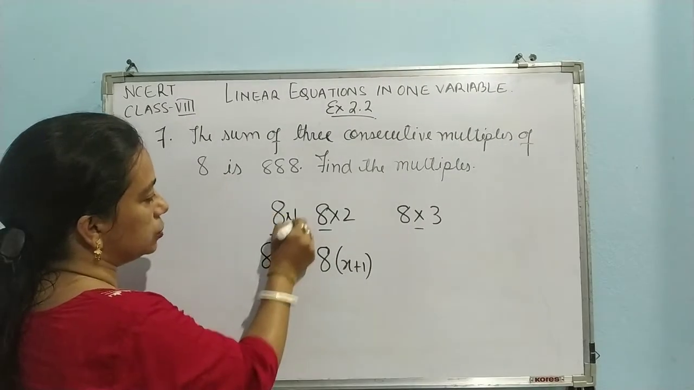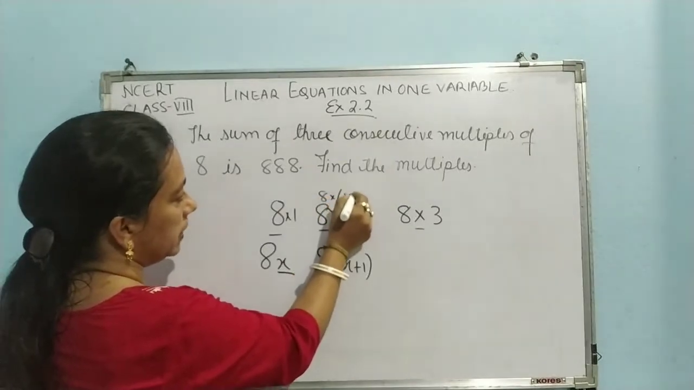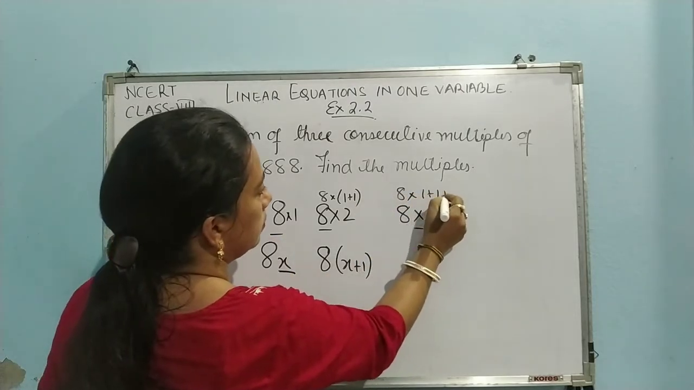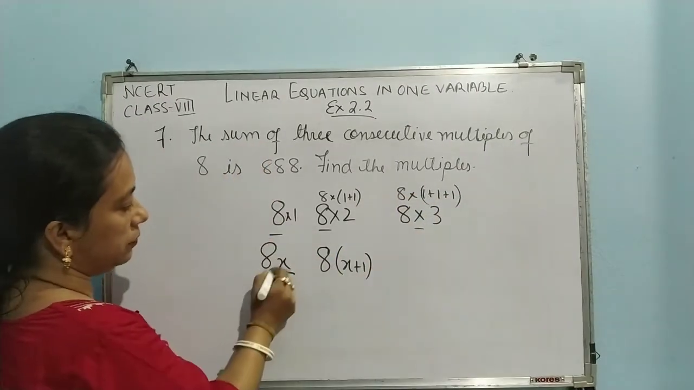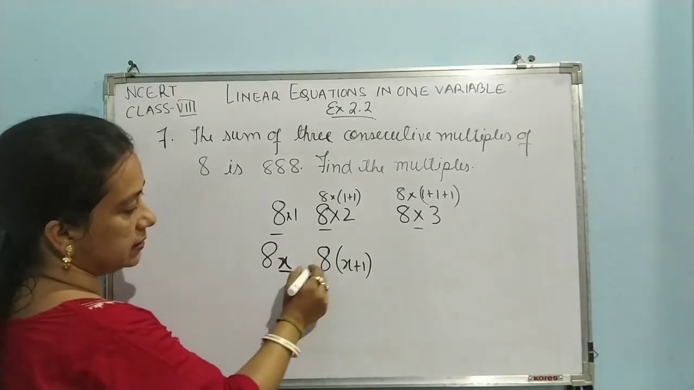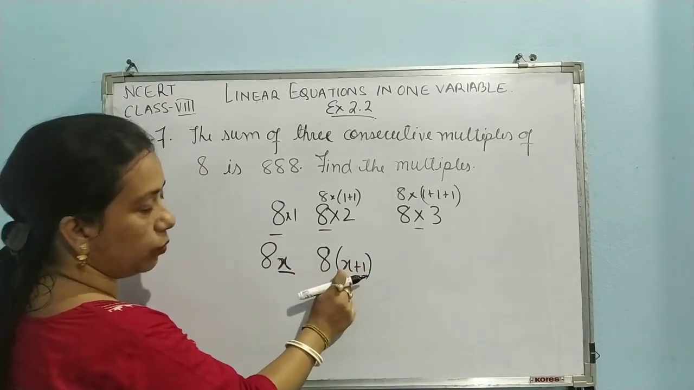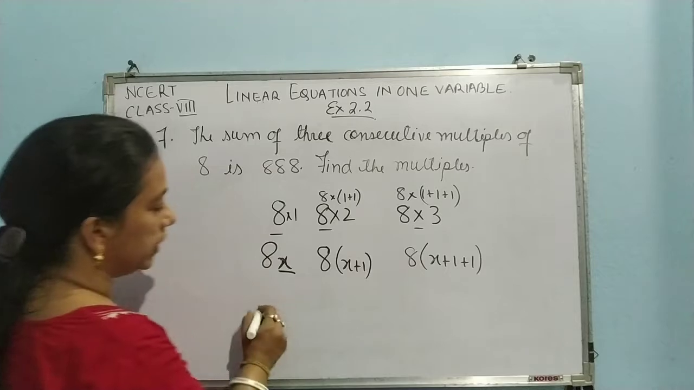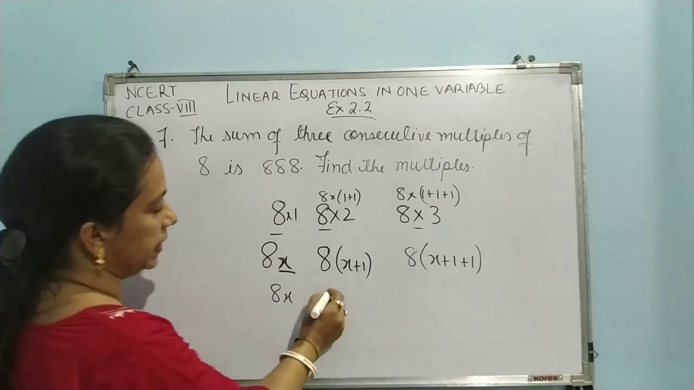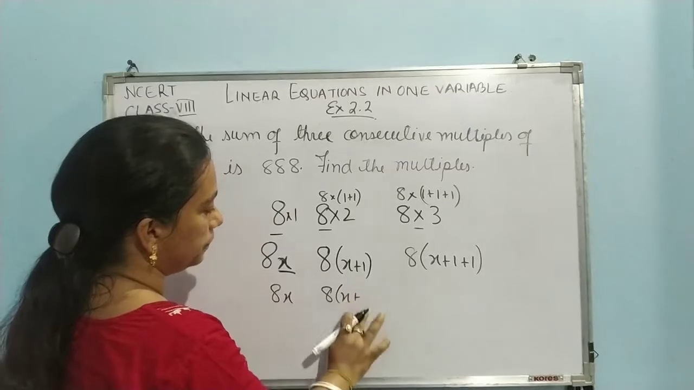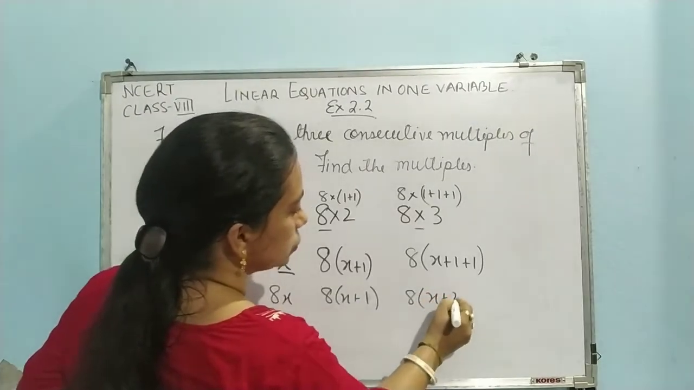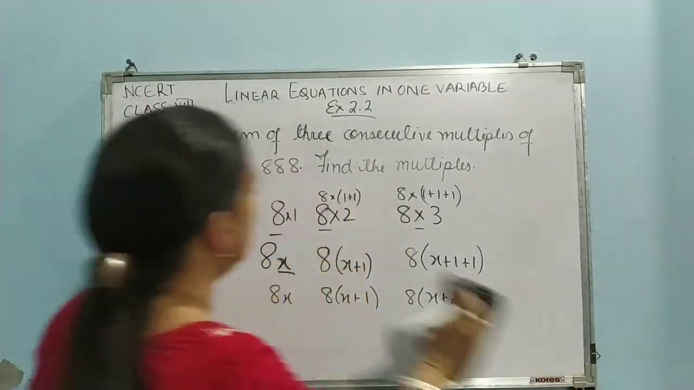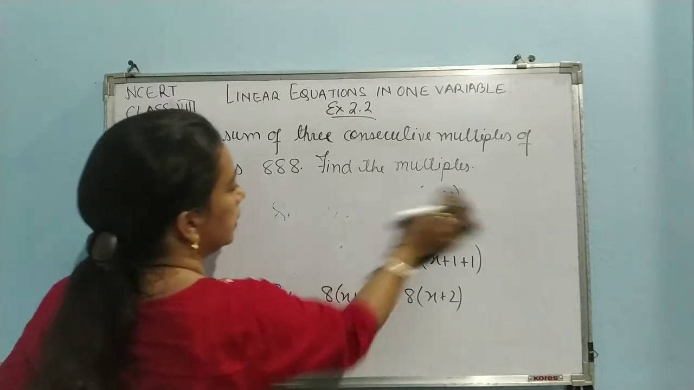See, suppose this is 8 into 1, then this is 8 into 1 plus 1, then this is 8 into 1 plus 1 plus 1, isn't it? So here the first multiple is 8x, the second multiple will be 8 into x plus 1, one more than that, and the third one will be x plus 1 plus 1. So we can consider the three consecutive multiples to be 8x, 8 into x plus 1, 8 into x plus 2. Isn't it simple? So this way we have to take the three consecutive multiples of 8.